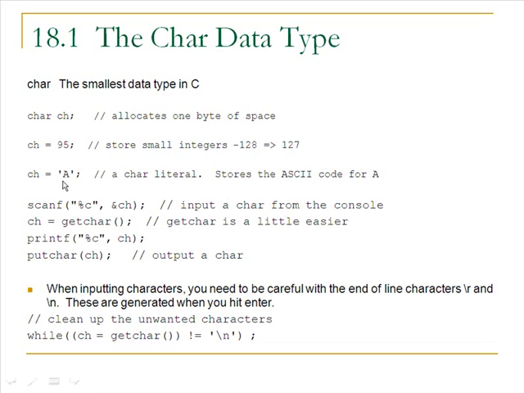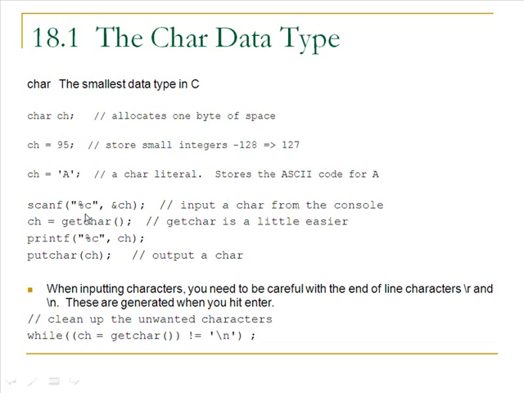If you put a character inside of single quotes, you have something called a char literal. And what actually is being stored in the variable ch is the ASCII code for the character A, which happens to be 95, so these two assignment statements are effectively the same.